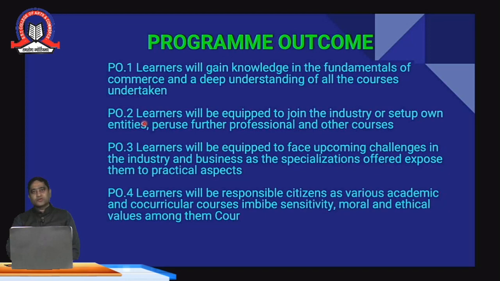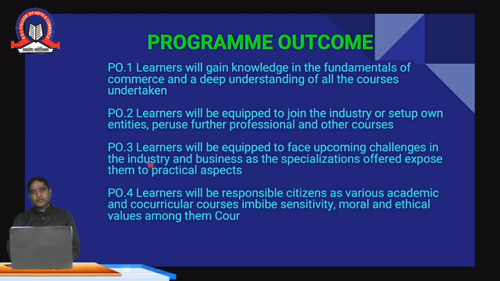What is PO2, that is program outcome 2? The students or the learners will be equipped to join the industry or set up their own entities, and pursue further professional and other courses. That means after understanding these particular courses, they will set up their own industries or startups, or will go for higher education. That is program outcome 2, as specified by Mumbai University.